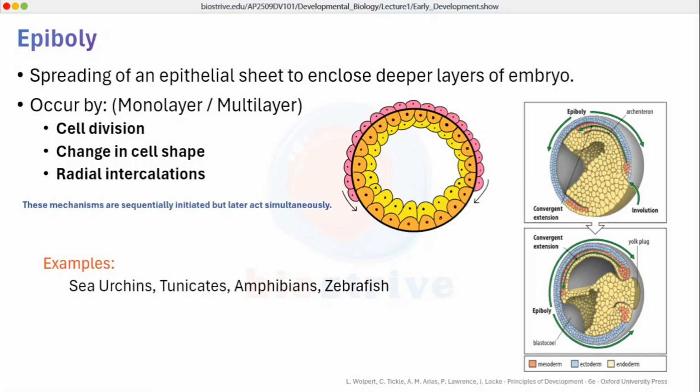Where does this epiboly process take place? The epiboly process is most commonly seen in case of sea urchins, which are echinoderms. It may be seen in some tunicates, in some amphibians at some stages, and zebrafish. We will take the example of zebrafish when we will study this process in great detail.